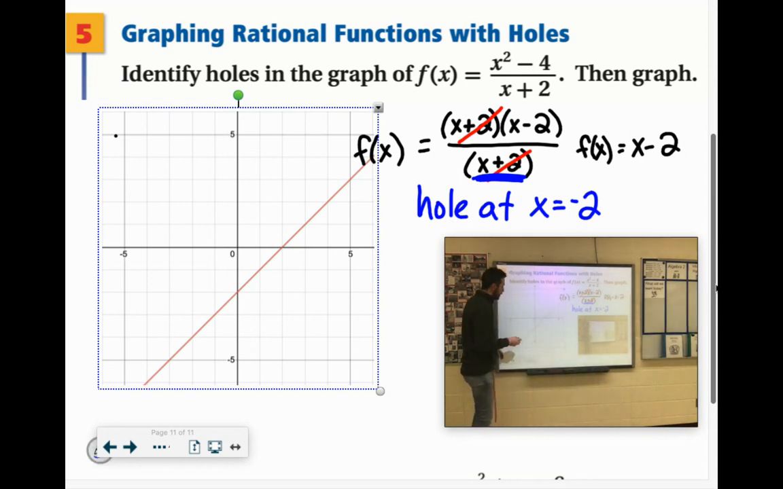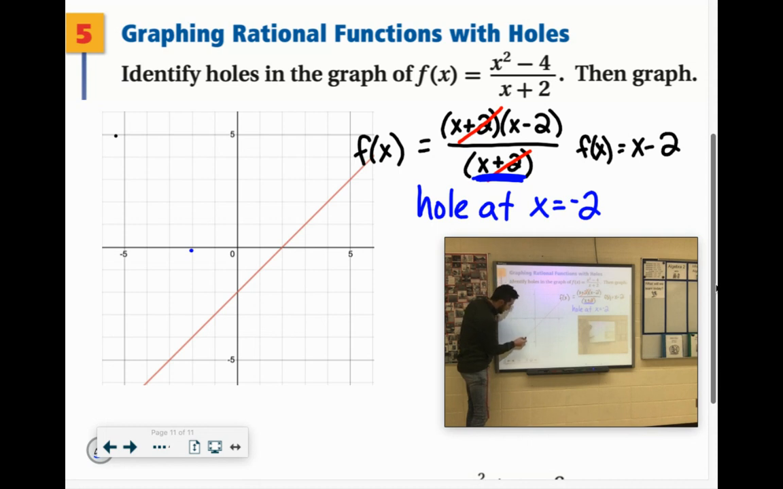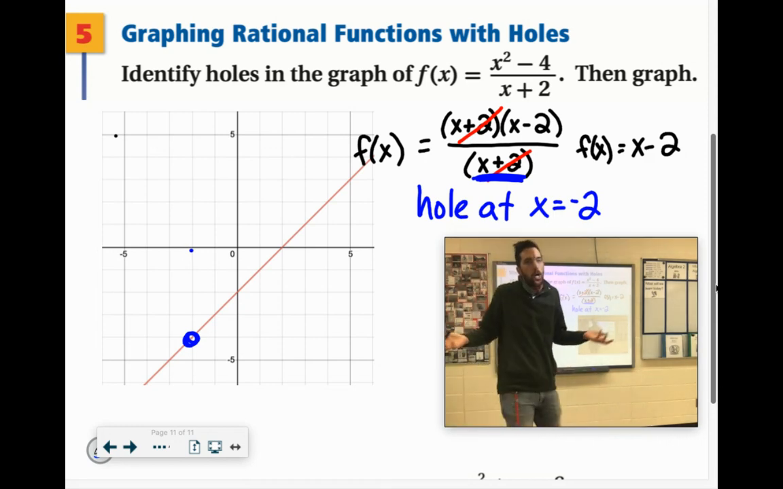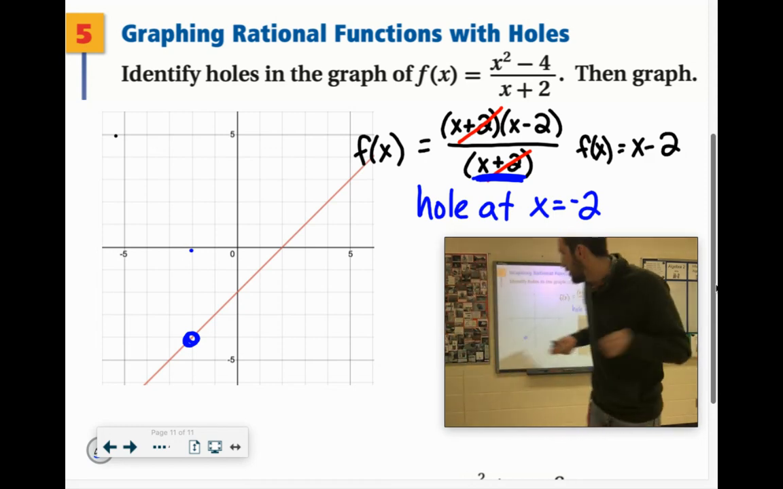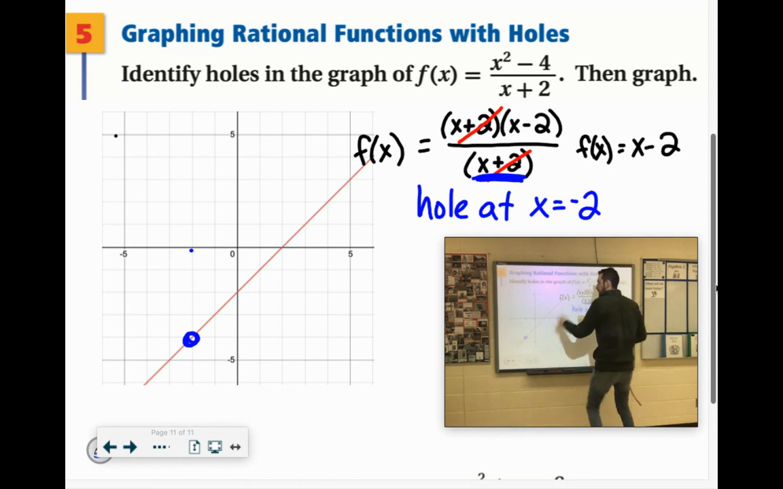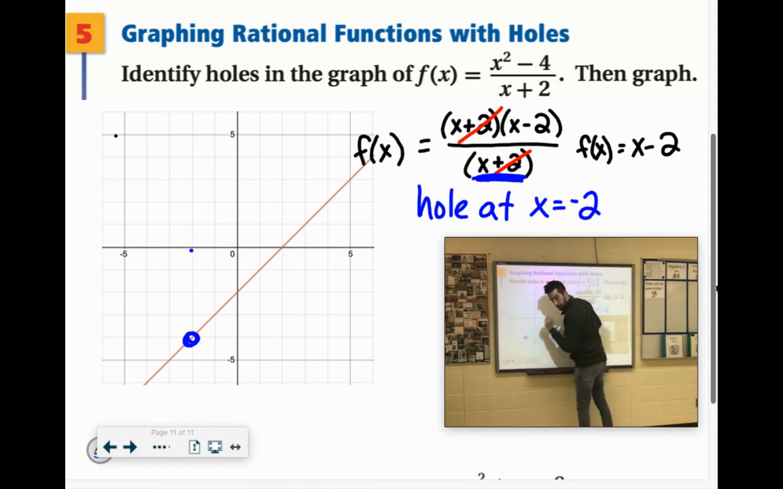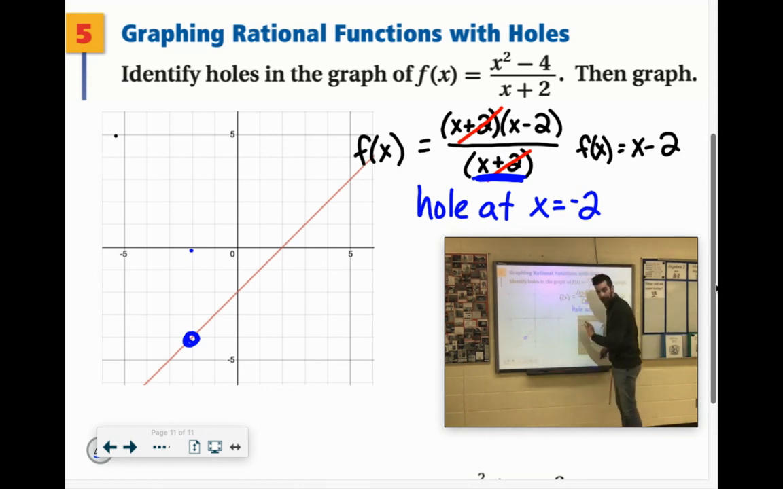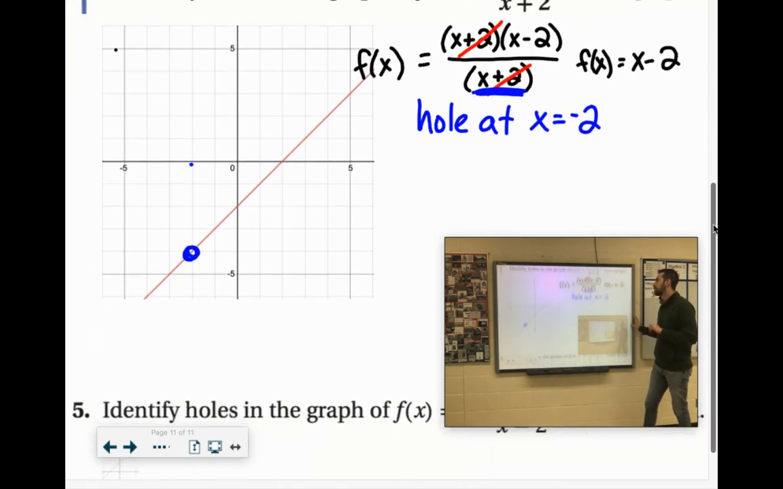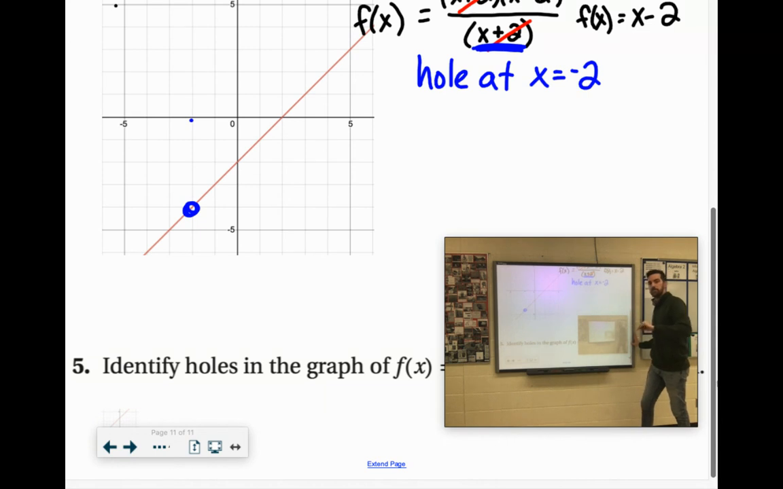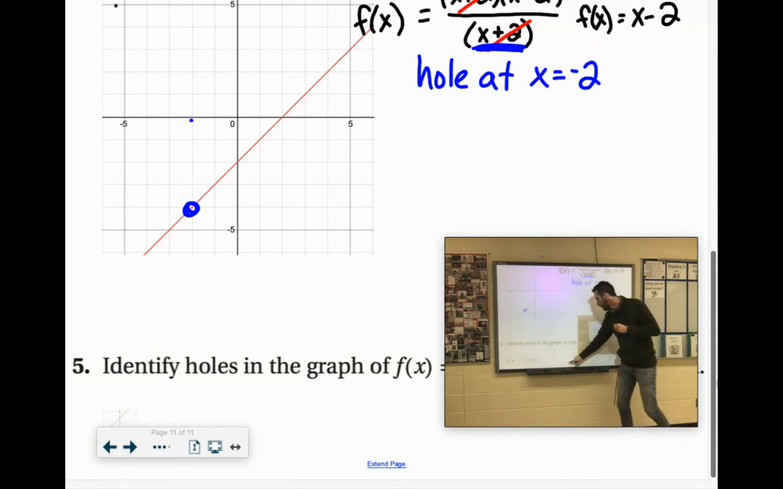There's going to be a hole at x equals negative 2, which is right over here, but on the line it would be there. So it looks like a dot, but you just have an outline, like the letter O, like a hole, right? So when you graph your line, you just make sure you put an open circle on that hole, okay? Now again, that only happens when the denominator gets canceled out with a common factor in the numerator.